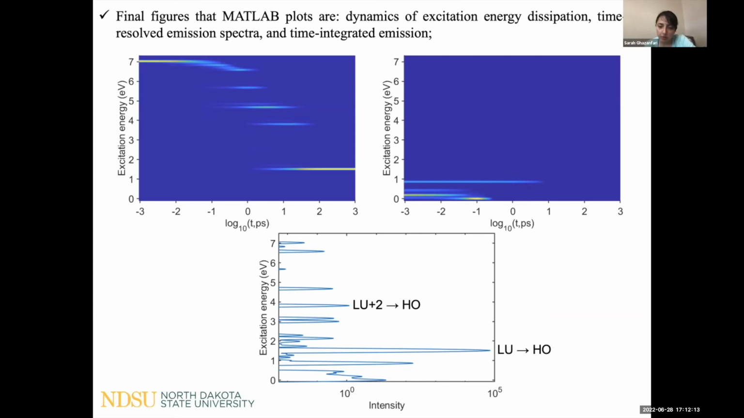Something like, for example, maybe it corresponds to LUMO minus something to HOMO, or so.